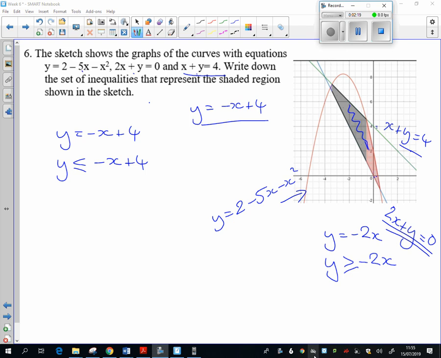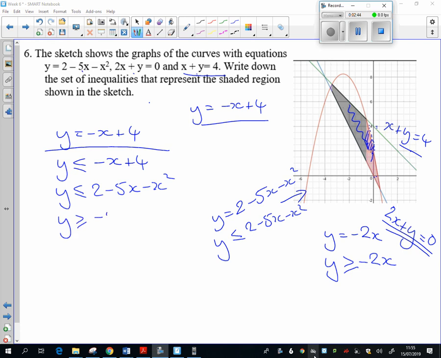They're shading below the quadratic. That's sort of the bit to look at there. So again, they're shading where y is less than that. So I'll just tidy my answer up a little bit and list them clearly. So in fact, I'll just add to this list here. So y is less than or equal to 2 minus 5x minus x squared, and y is greater than or equal to minus 2x.